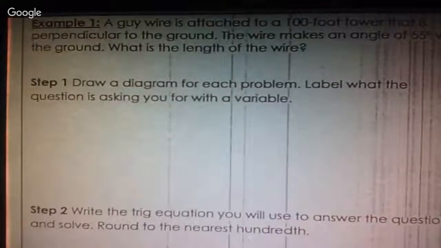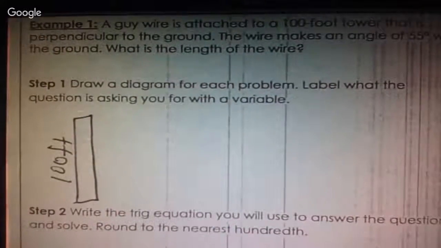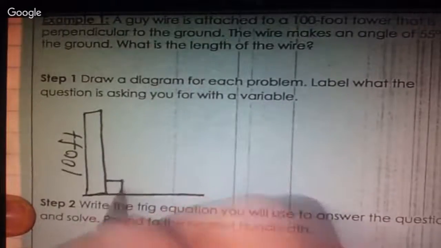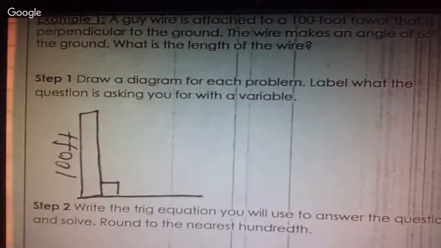So we need to first draw ourselves a picture. You need to visualize what's happening here. So what should I draw first? We need a 100-foot tower. Okay, my tower is going to look like a rectangle. There it is. We know that's 100 feet, so fill that in too. We know it's perpendicular to the ground. So what does that mean? Right angle. Perpendicular means when the ground and the tower meet, it's a right angle. If they're perpendicular, they form a right angle.